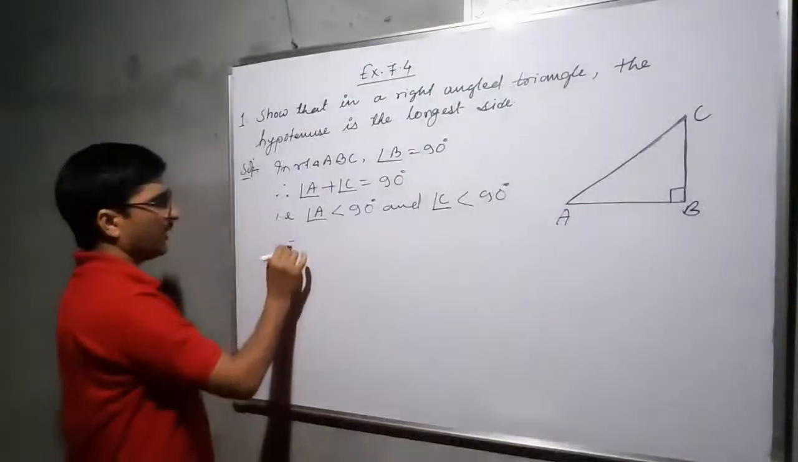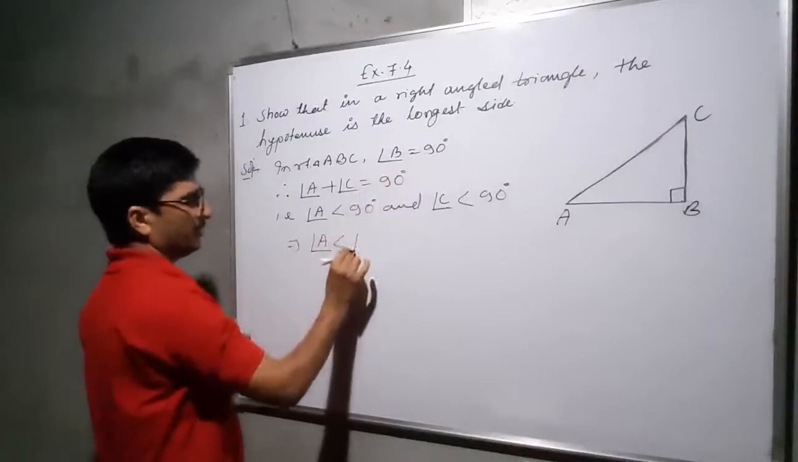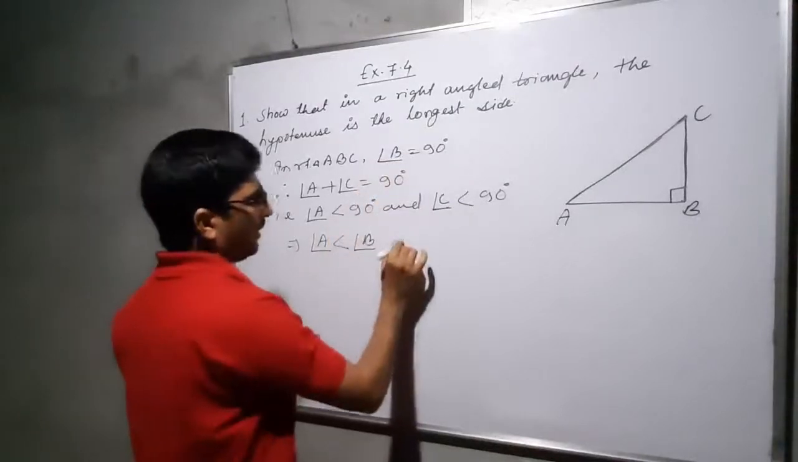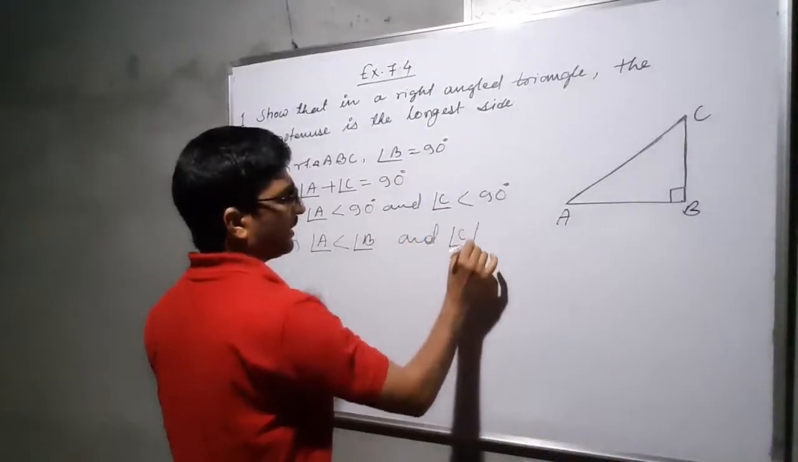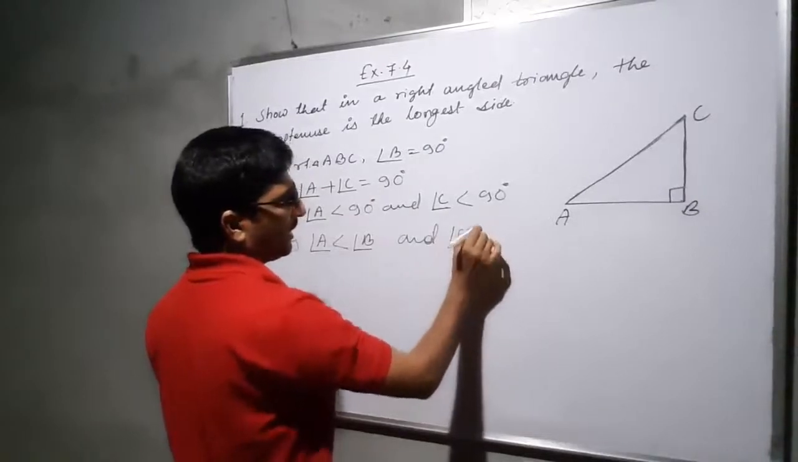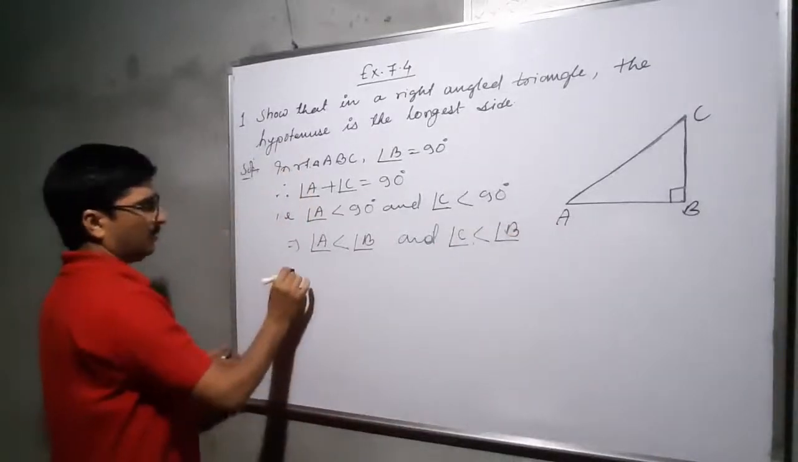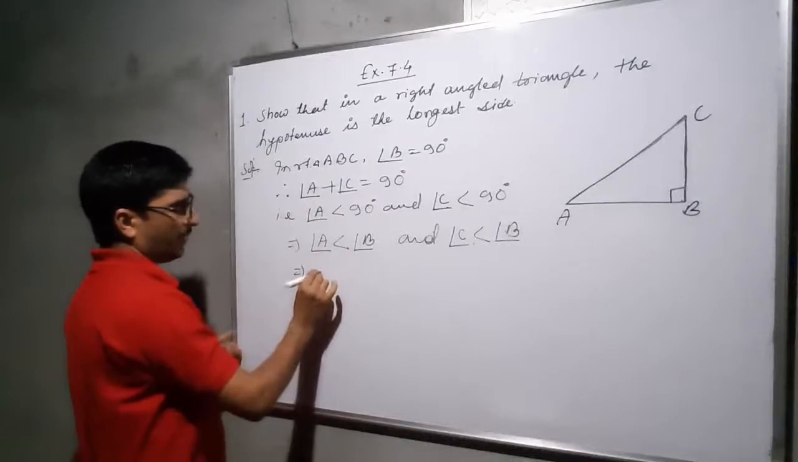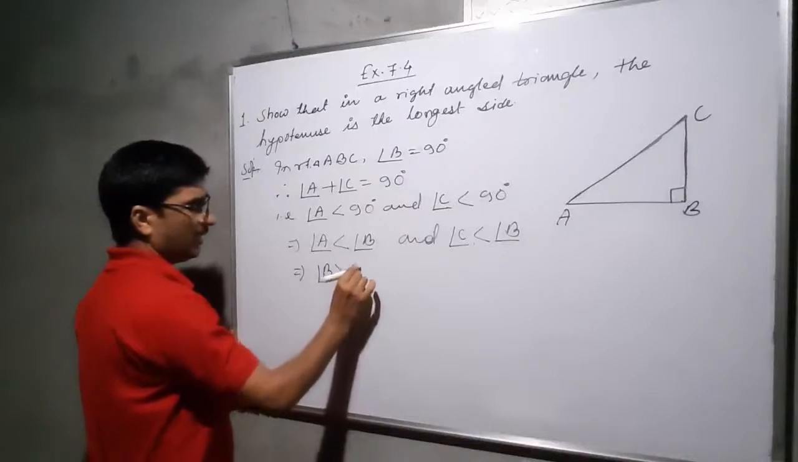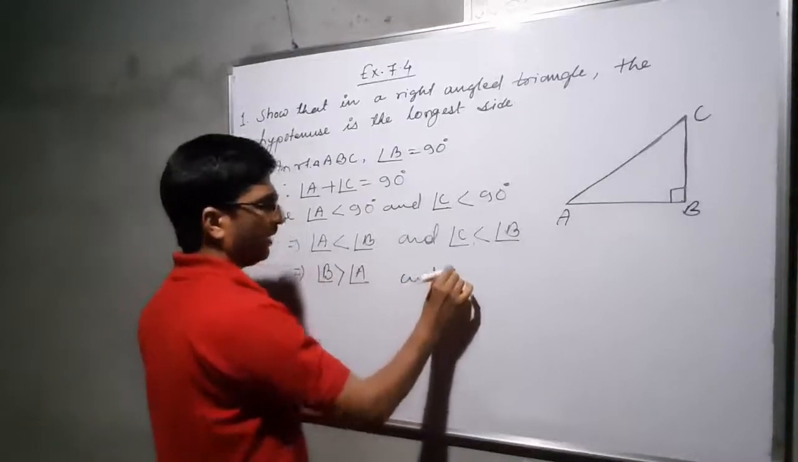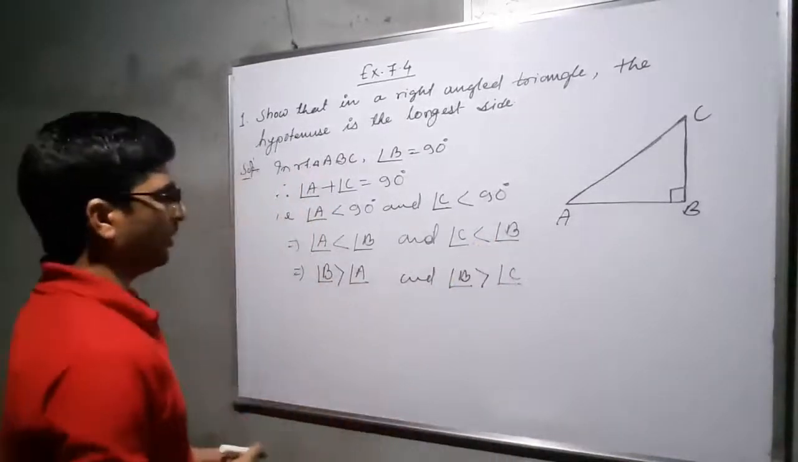We can write angle A is less than 90 degrees, which is angle B here. So angle A is less than angle B, and angle C is less than 90 degrees, so less than angle B. Now we can write it this way, altered, no problem. Angle B is greater than angle A, and angle B is greater than angle C. Same thing, just altered.